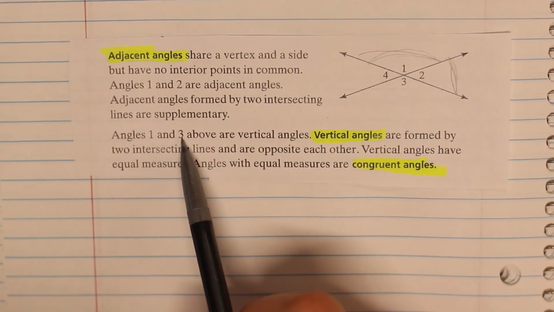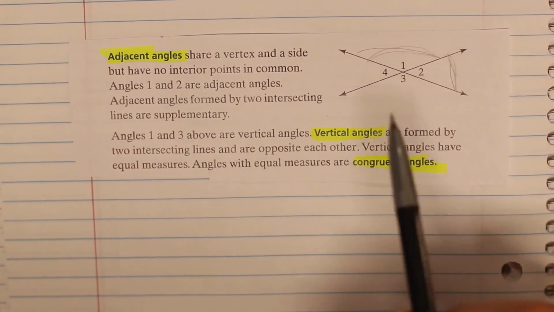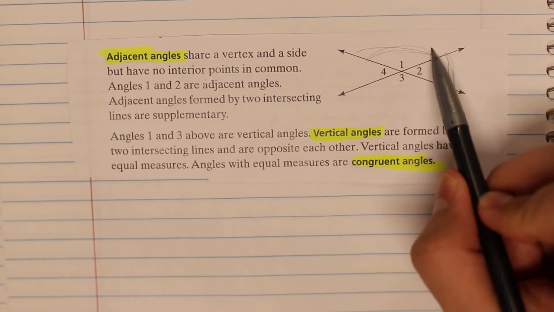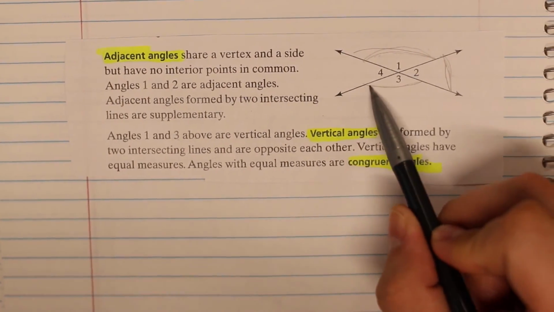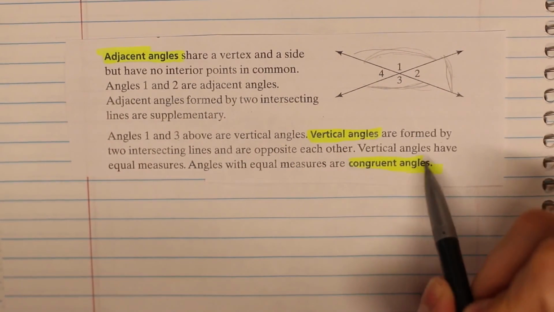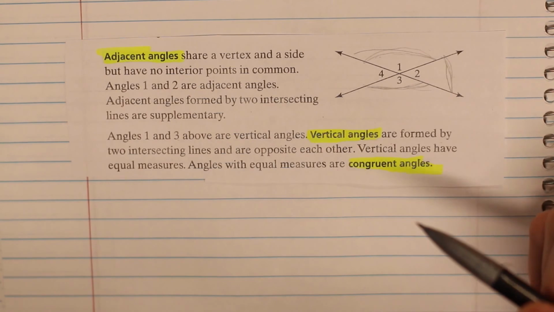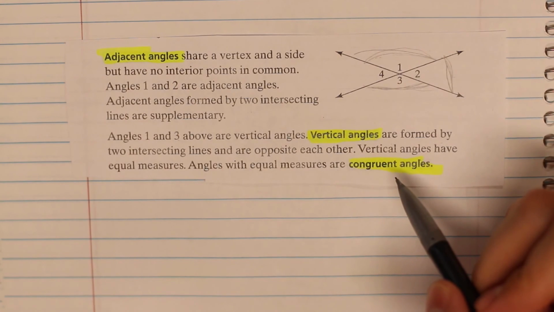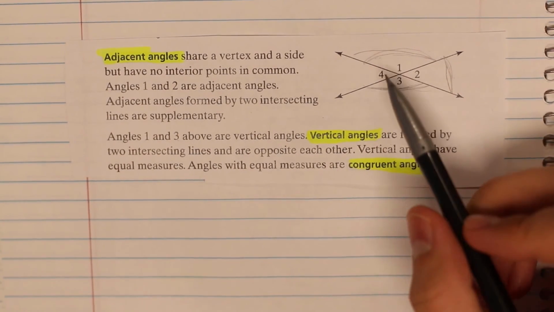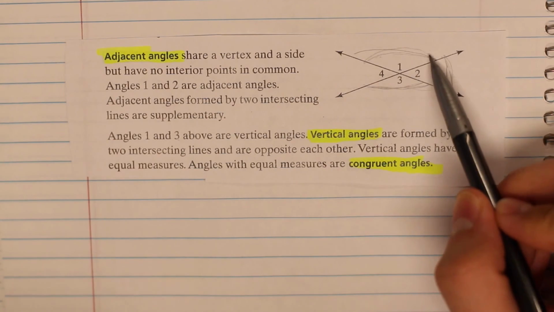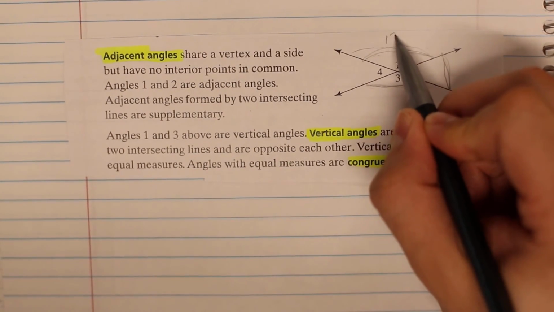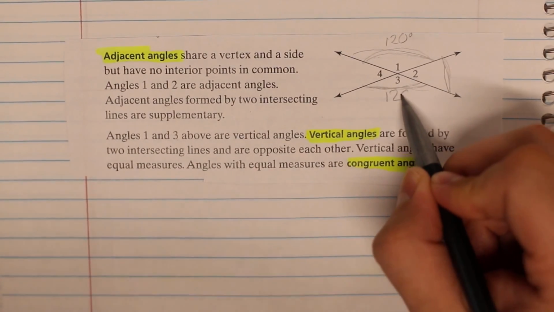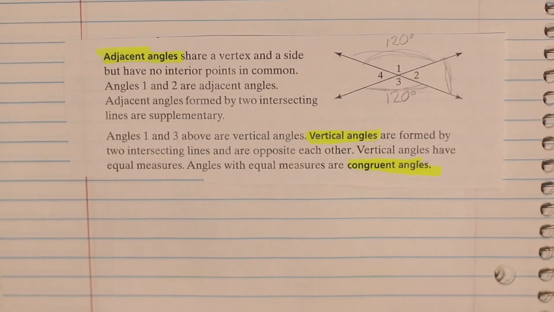Angles 1 and 3 above are vertical angles. Vertical angles are formed by two intersecting lines and are opposite each other. So this one right here and this one in the 3 here, they're vertical angles. Vertical angles have equal measures. Angles with equal measures are congruent angles. Congruent is just another word they use in geometry to mean that they're equal to each other. So if I told you that this angle right here was 120 degrees, guess what? Angle 3 down here would be 120 degrees because they have to equal each other.